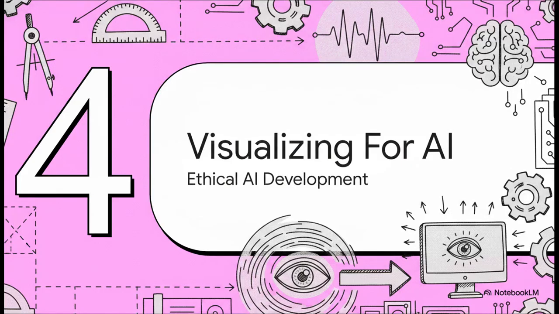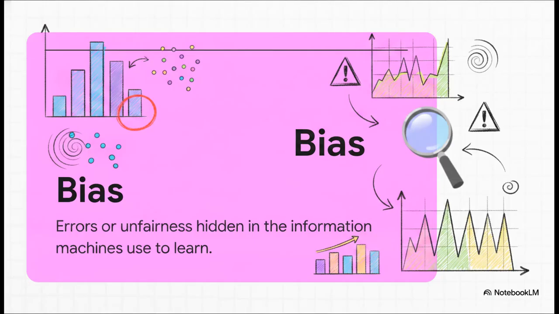Part 4. Visualizing for AI. Now for a bit of a twist. This brings us to an absolutely critical concept: bias. Bias refers to errors or unfairness hidden within the information that artificial intelligence machines actually use to learn. Think about it. If an AI learns from experience, the data is its experience.